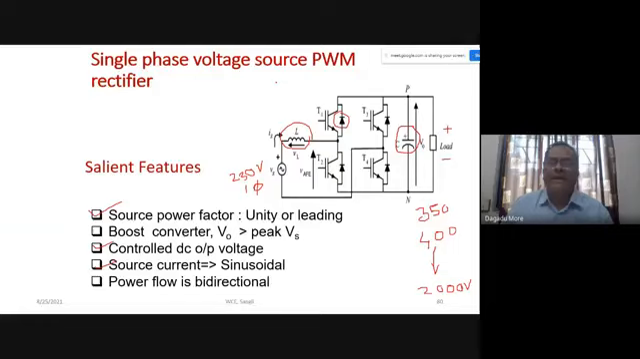Power can flow from the AC side to the DC side. If you see it here, that is our rectifier operation. Power is flowing from AC, and power can also flow from the DC side to the AC side. If you have a battery here, then this battery can be discharged into the grid, and that is inverter operation. So the power flow is bidirectional. Power can flow from the AC side to the DC side, or from the DC side to the AC side.